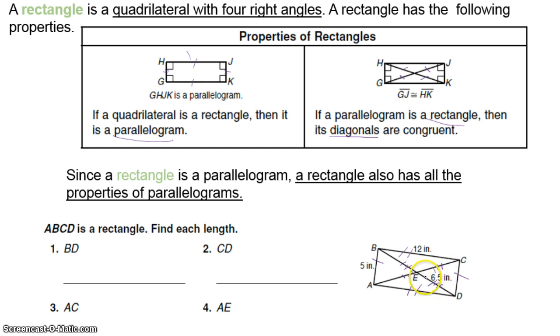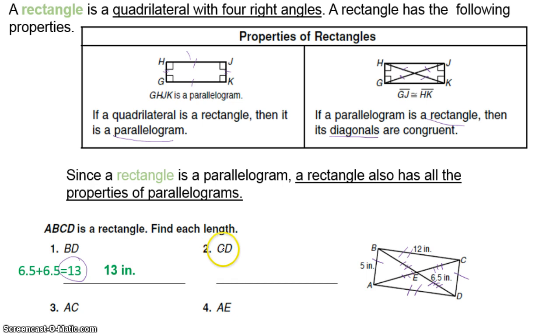All right. So let's come over here. Question number 1, they want us to find length BD. So they want us to find this diagonal. Well, I know what half of it is. They told us that from E to D is 6.5. I know that this segment is congruent to this segment. Therefore, I know that BE is also 6.5. So I take those 2 segments, I add them together, I get 13. Therefore, I know that BD equals 13 inches.